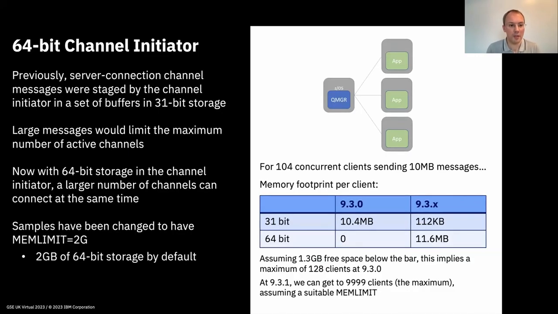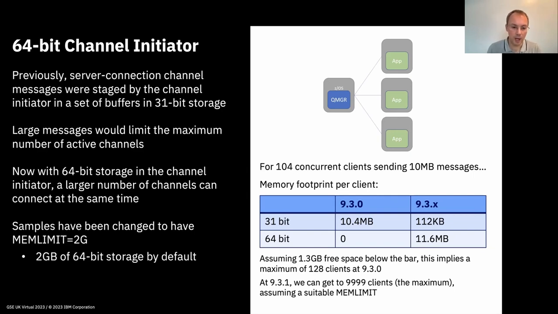So the first thing that we've done on z/OS is to enhance the channel initiator address space, which is what provides the network connectivity for applications and queue managers where channels run, so that it moves a lot of its storage above the bar so that it can take advantage of 64-bit storage instead of being constrained by the limits of 31-bit.